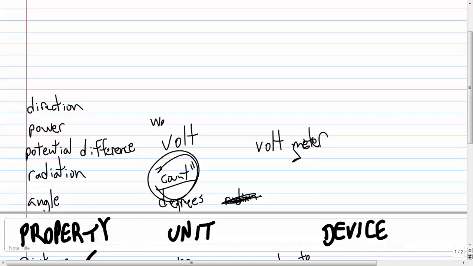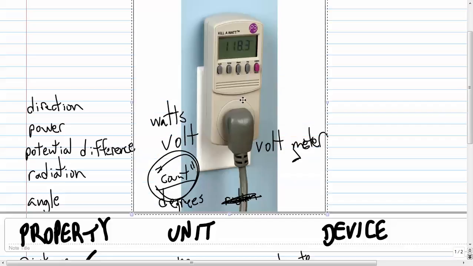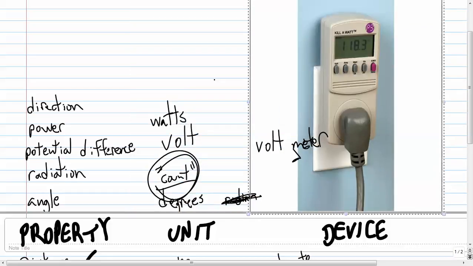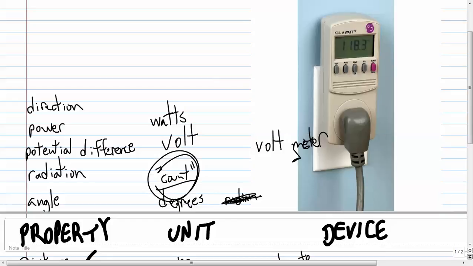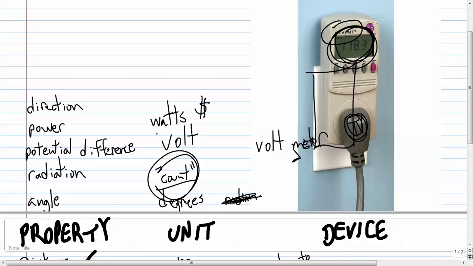Power is measured in watts, and a device that will measure watts, here's one. I've got one of these in the house. I bought this to see how much power different devices were using in the house. It's called, funny name, a kilowatt. But anyway, you plug your TV or whatever into the device, and you plug your device into the wall, and it tells you how many watts, how much power your device is using, and then that way you can see how much money you're spending on it. This device would just be called a power meter.